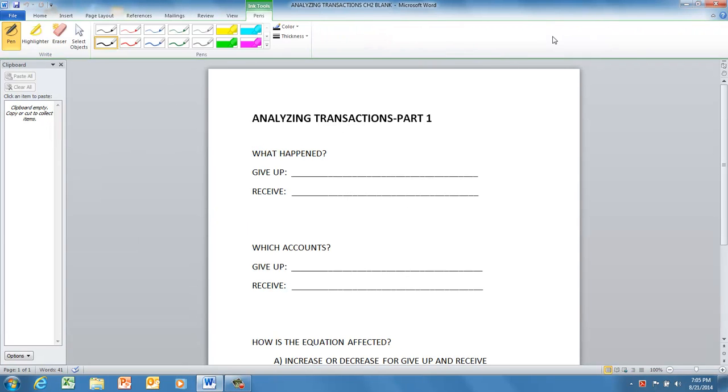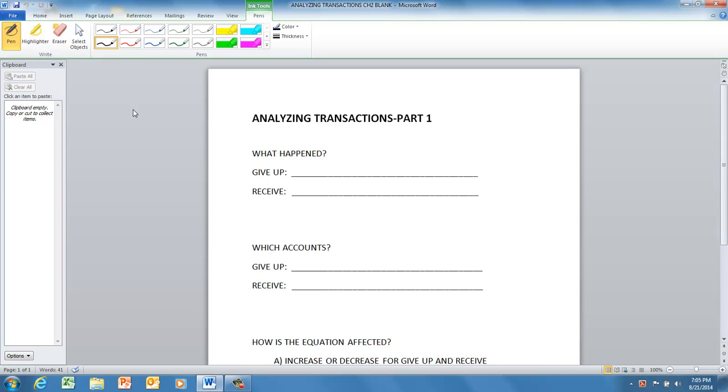Here we're going to take a look at analyzing some basic transactions. And here we have in front of us the Analyzing Transactions Part 1 sheet. This also might say Analyzing Transactions Chapter 2 on it, but it would be the same thing.